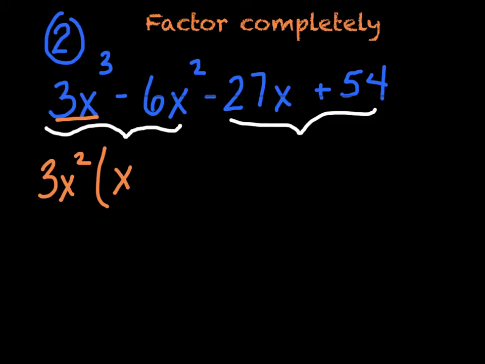And if I take 6x squared and divide by 3x squared, I'm left with a minus 2. Now again, how do you know if you're right? We'll take that, distribute it back, see if that's what you started with. Alright, next pair. I need a number that goes into 27 and 54.